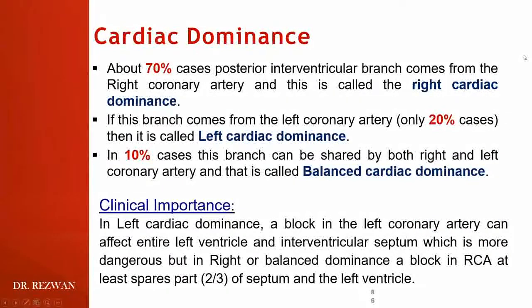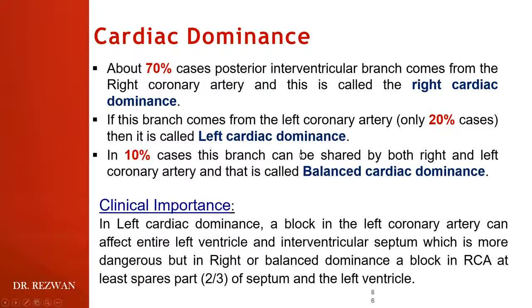Now what about the cardiac dominance, one of the very important topics. In about 70% of cases the posterior interventricular artery comes from the right coronary artery, as we know that the posterior interventricular artery is one of the important branches of the right coronary artery, and this is called the right cardiac dominance. If this branch comes from the left coronary artery, actually mainly from the circumflex branch of the left coronary artery, which is about 20% of cases, it is called the left cardiac dominance.